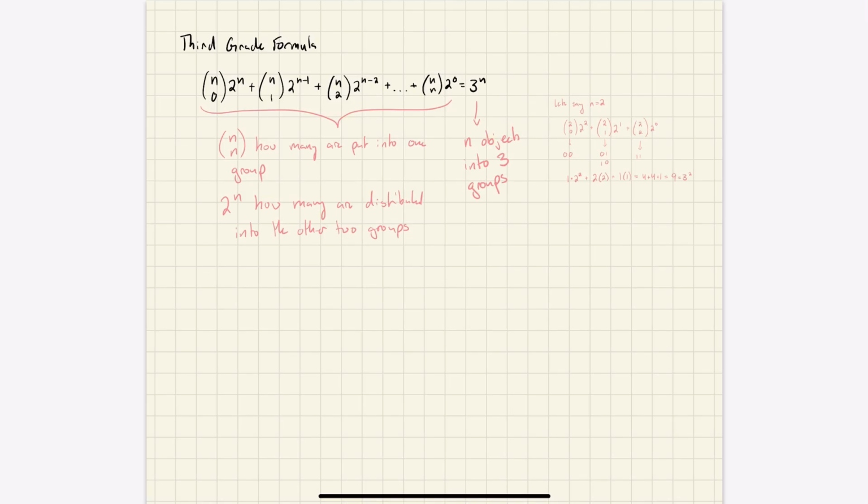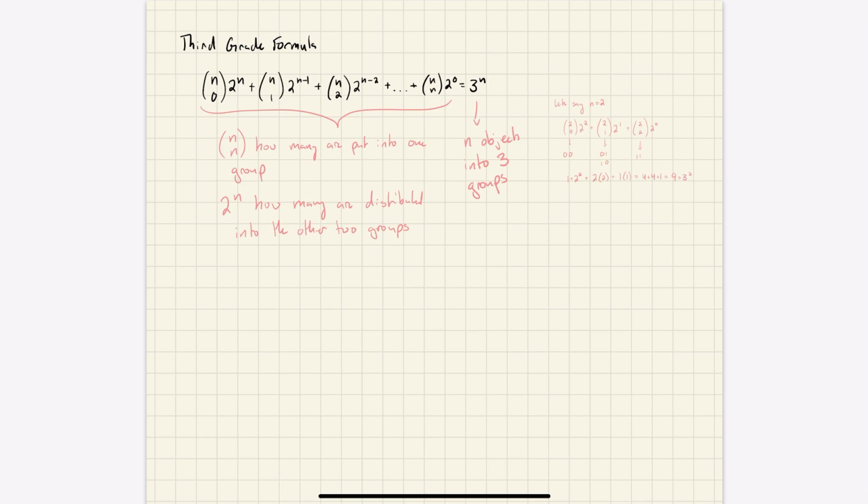So I'm going to try and explain why this third grade formula identity for combinatorics works. Overall, our idea is how many ways can we put n objects into three groups. So the right side of this equation is that idea.